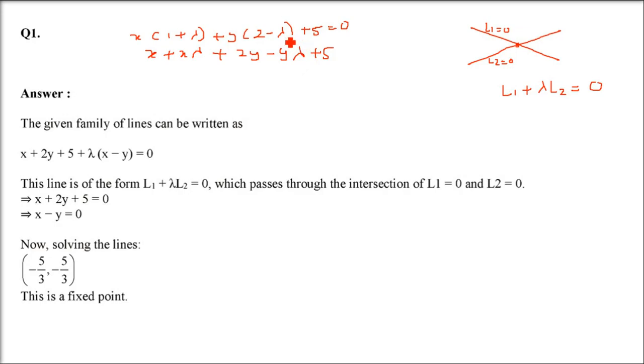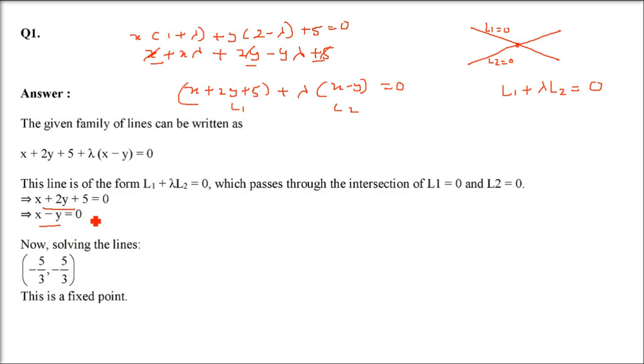Now we'll try to make it as L1 plus lambda L2 equals 0. So what do we do? x plus 2y plus 5, you take this, and the lambda terms you take together. So x plus 2y plus 5 plus lambda, and when you take lambda common, it will be x minus y. So you have two lines here. This is L1, this is L2.